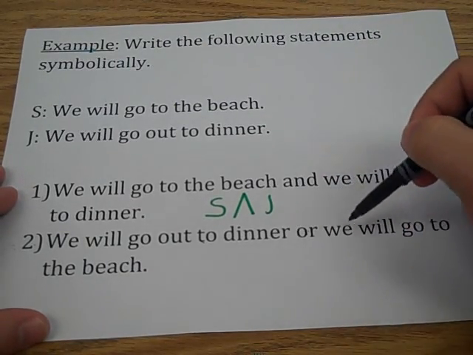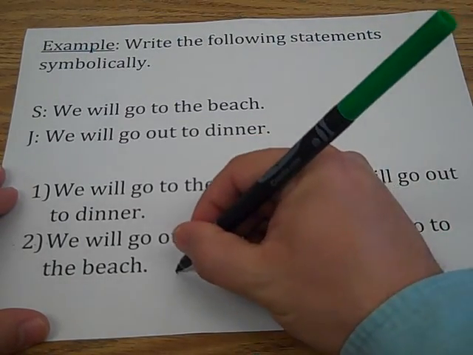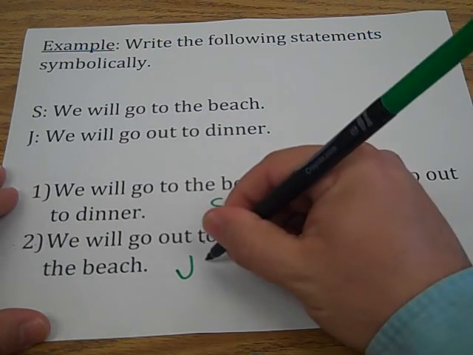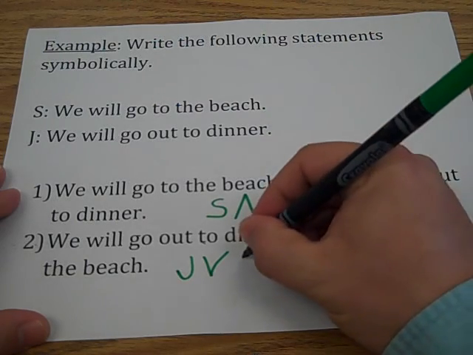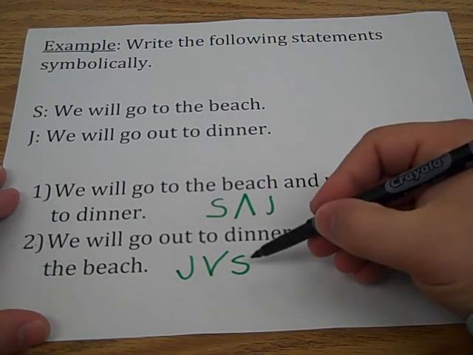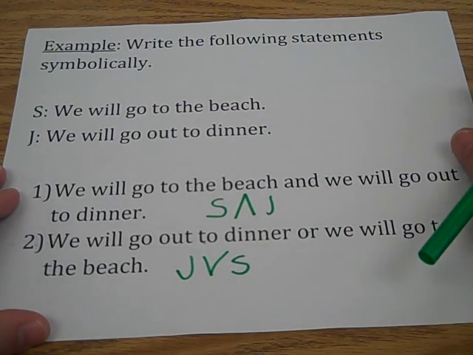We will go out to dinner or we will go to the beach. So going out to dinner is J. Or looks like that. And we will go to the beach is S. So in symbols, that statement looks like that.